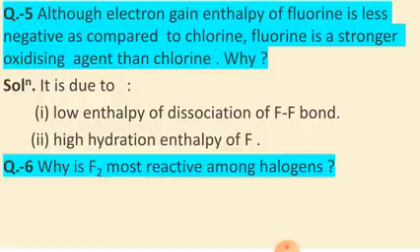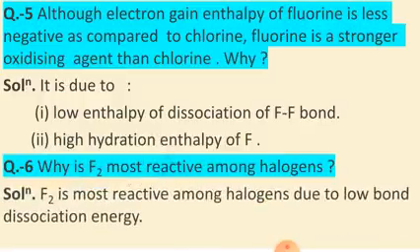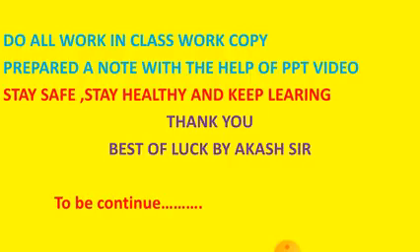Now question number 6. Why is F2 the most reactive among halogens? Your answer is: F2 is the most reactive among halogens. This is due to low bond dissociation enthalpy. So these are some questions which you have to note down in your copy.